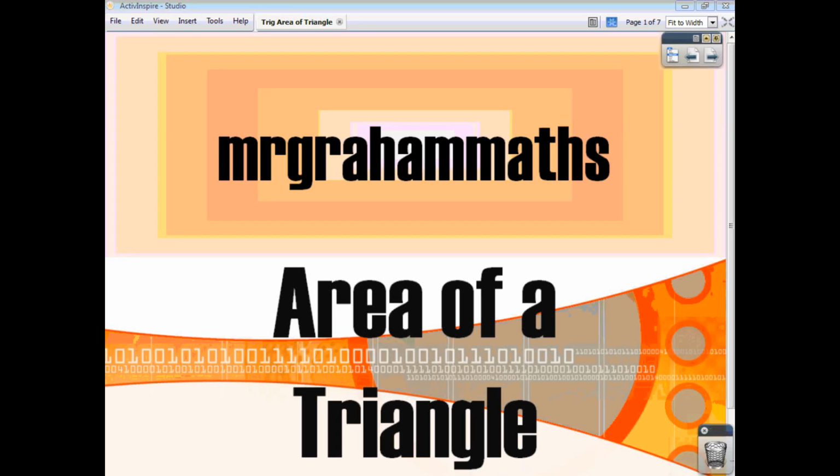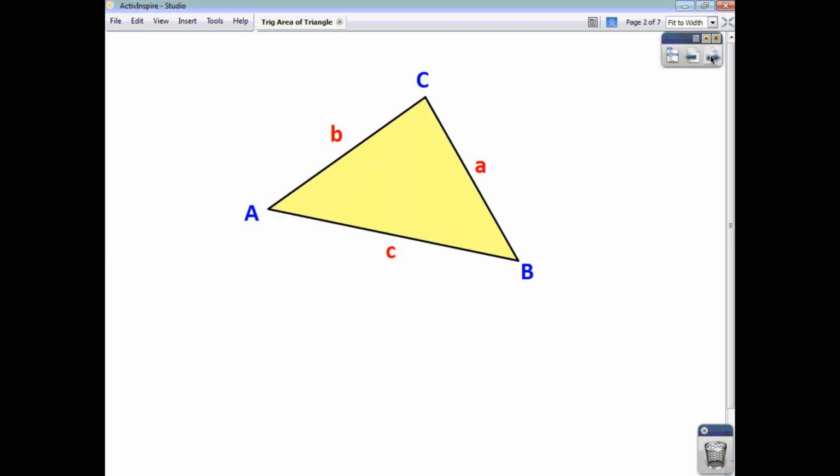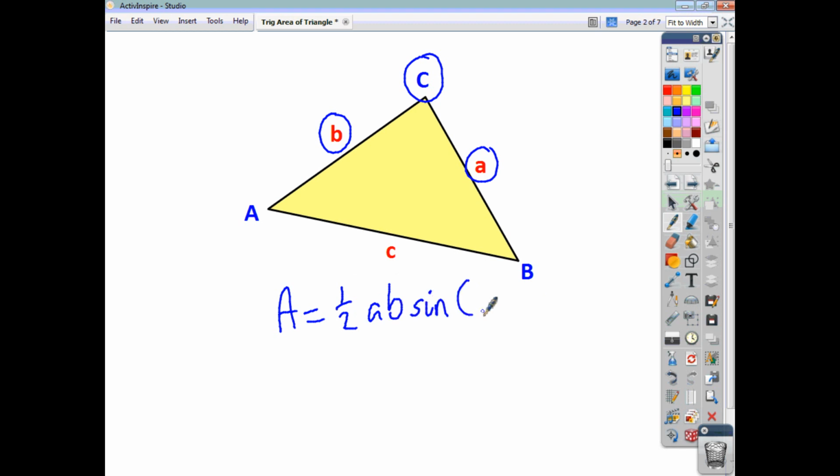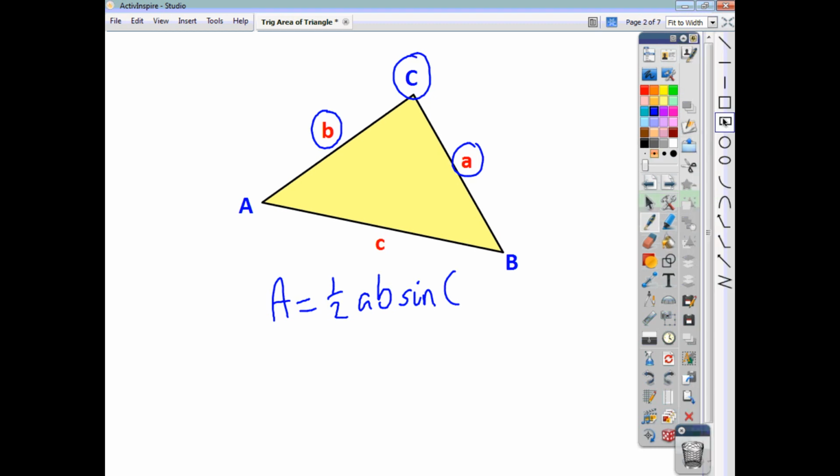In this video, we're going to have a look at how to use trigonometry to find the area of a triangle. Now, if you were ever given what we might call an angle sandwich, if you're given an angle and you're also given each side, either side of that angle, then we can use a particular formula to find the area of the triangle. Now, that formula is that the area is a half AB sine C, where C is the angle and A and B are the two sides either side of the angle.